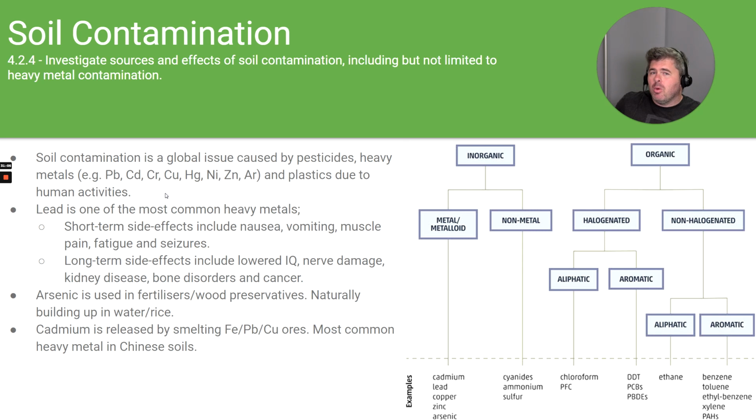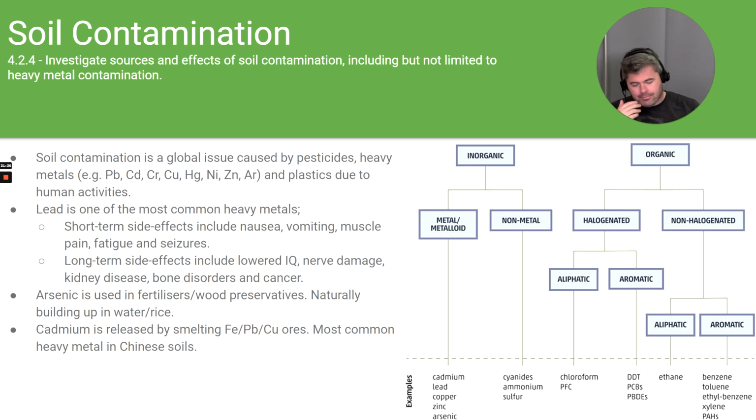A very common one is lead. Short-term effects for lead exposure include nausea, vomiting, muscle pain, fatigue, and seizures. It's believed that the Roman Empire used large amounts of lead piping. Now, over time, people who lived in that area and drank extensively through the lead pipes began to suffer lead poisoning as a result. Long-term side effects include lower IQ, nerve damage, kidney disease, bone disorders, and cancer.